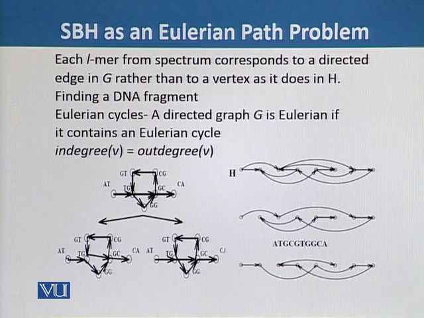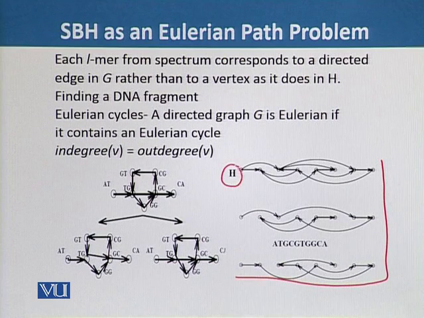So each L-mer from the spectrum corresponds to a directed edge in G rather than to a vertex as it does in H. As we can compare the two diagrams, earlier we have seen the Hamiltonian graph, this is the H graph and this is the G graph. In the H graph, we consider the L-mers as corresponding to the vertices, but in the G graph, we consider the L-mers as corresponding to the edges rather than vertices. So after this, the problem of finding an Eulerian path is much better than the Hamiltonian path problem.